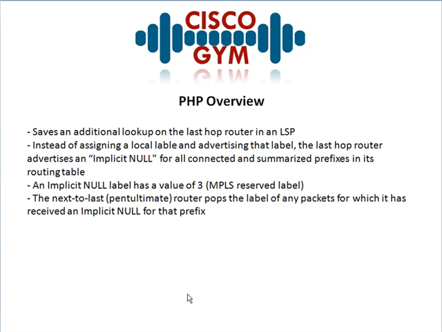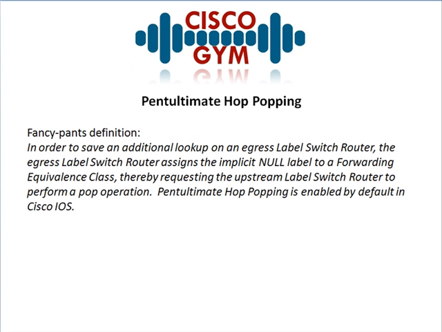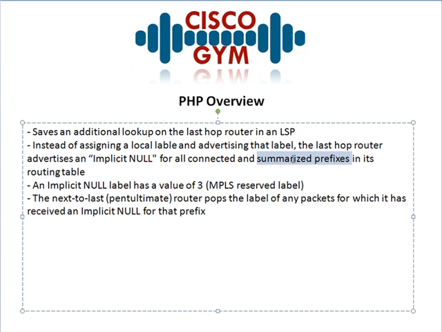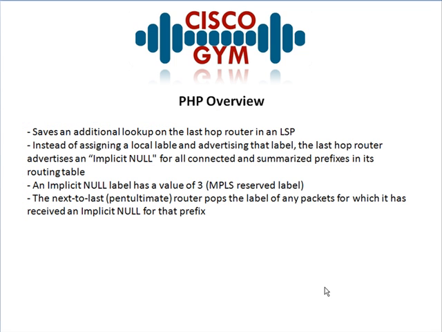Now, the overview of PHP. I think that this combined with the example actually helps to cement this in your brain a little better than the fancy definition. But have at it, guys. If you like this, go ahead and commit that to memory. Basically, the number one benefit of PHP is that it saves an additional lookup on the last hop router in a label switched path. Instead of assigning a local label and advertising that label, the last hop router is going to advertise something called an implicit null for all connected and summarized prefixes in its routing table. I would memorize this for the test, because that summarized prefixes bit might come back to bite you if you don't remember it.